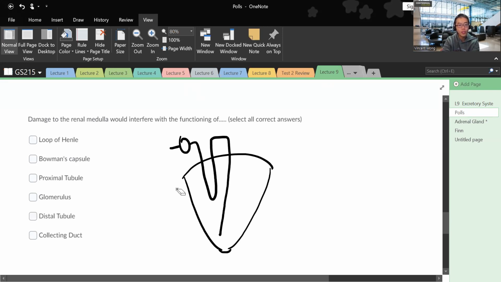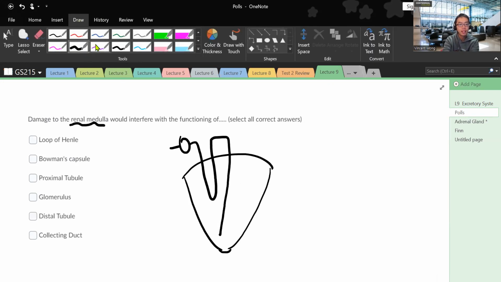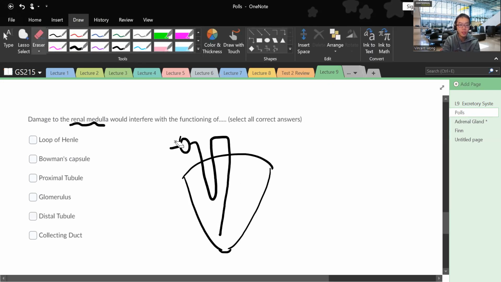Okay? So to answer this question, this is the picture you have to think about. That's the renal pyramid, and we have the nephron right here. And if we're damaging the medulla, everything that's in the medulla will be affected. So Bowman's capsule is okay because it's in the cortex. Proximal tubule is in the cortex. The loop of Henle is going to be affected. The distal tubule is okay. Collecting duct is going to be affected.